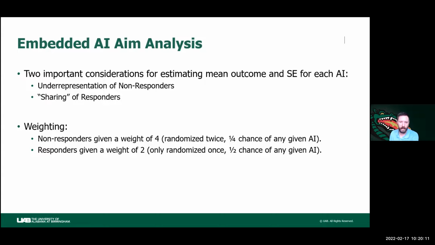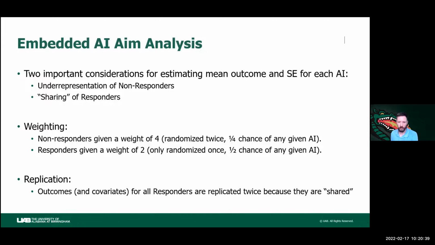So we use weighting. I say we, I mean TAPIN uses weighting to address the underrepresentation issue by giving non-responders a weight of 4. This is because they're randomized twice and therefore have a 1/4 chance of following any given AI within the study. Responders, on the other hand, are given a weight of 2 because they're only randomized once. So the weighting is inverse to your chance of following a particular intervention sequence.